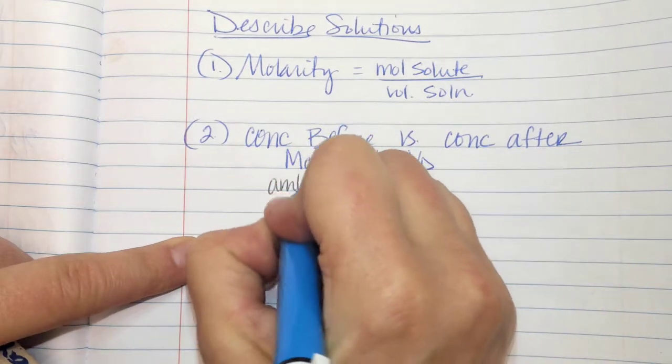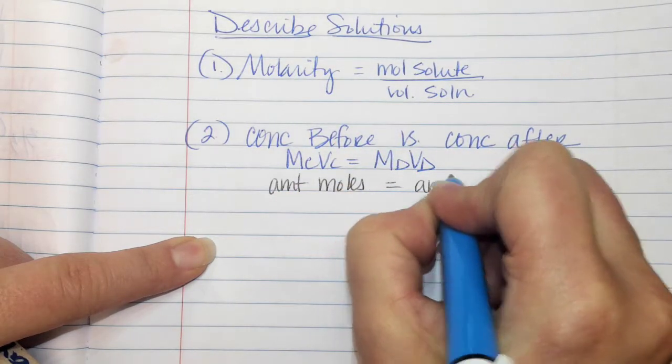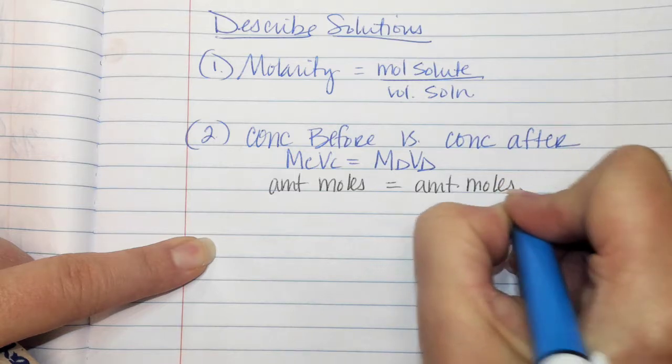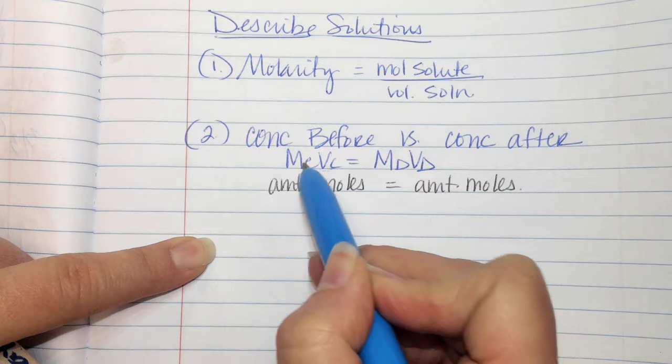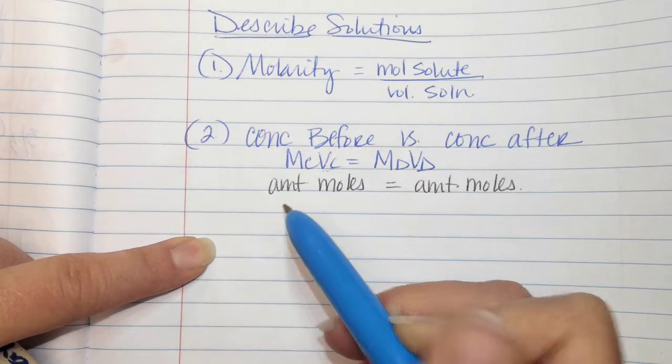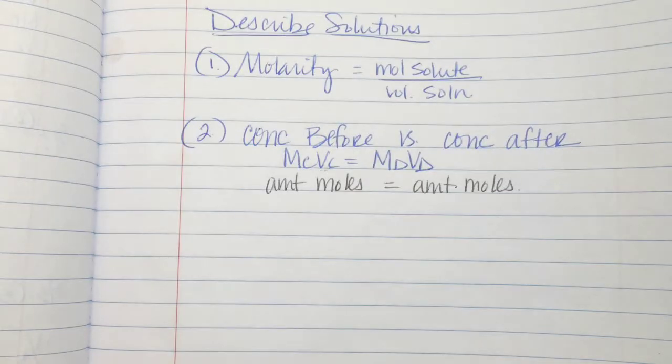All right. The moles before is equal to the amount of moles after. All I am changing is the volume of the solution. That changes the concentration, but the amount of stuff doesn't change. It stays the same on both sides. So that's the solution theory that I'm basing this equation off of. There's one other way that we have described solutions.